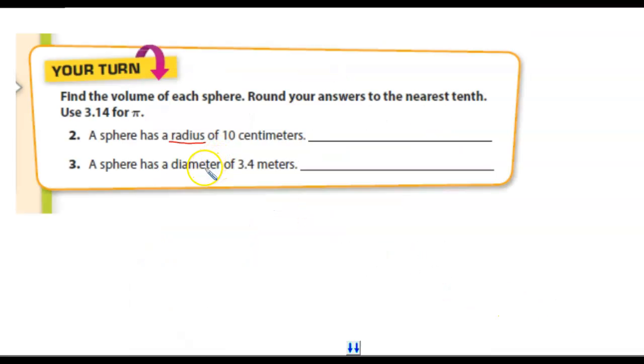Alright, so we're going to find the volume of these spheres, and this one is talking about a radius of 10 centimeters. So we're going to take our formula, and we're going to replace the radius with 10. We're going to replace pi with 3.14, and we're going to multiply all of that by 4/3. So I happen to know that 10 cubed is 1,000.